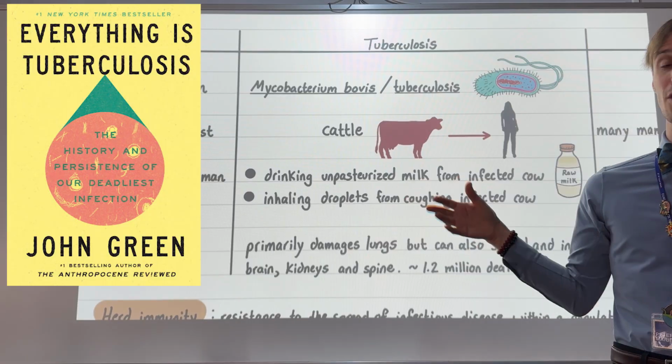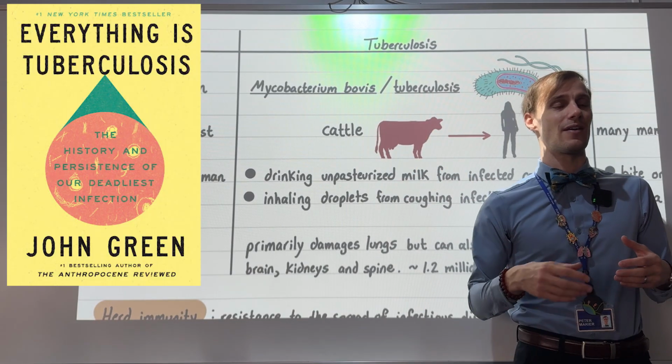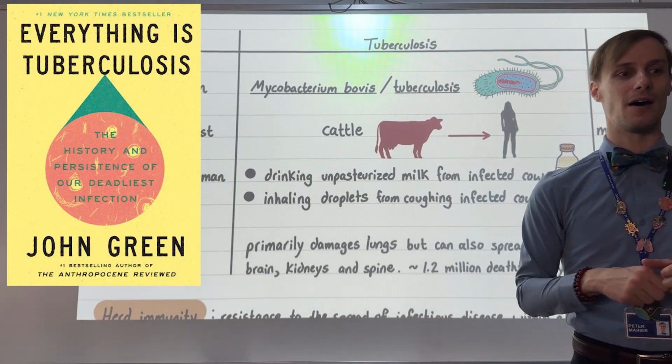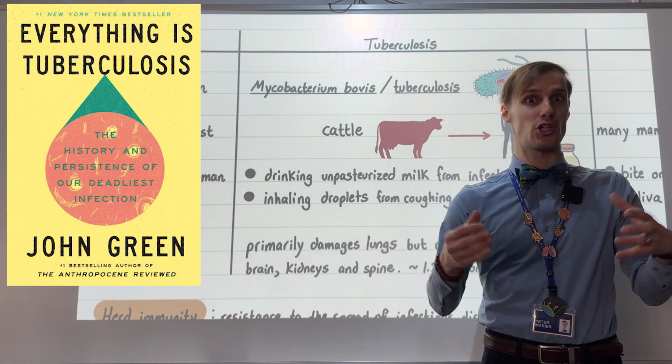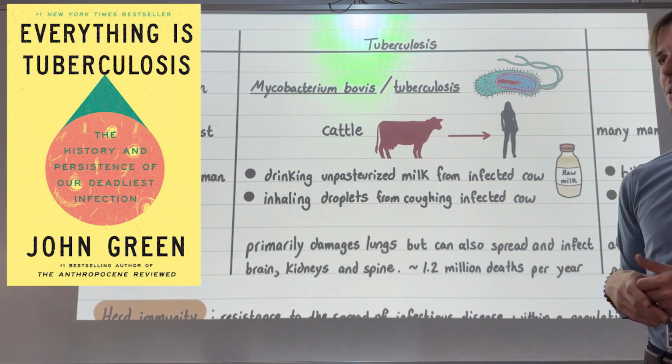John Green just wrote a book, Everything Is Tuberculosis, that is almost like an overview of how tuberculosis has been a big part in shaping human history. It's a really fascinating read.